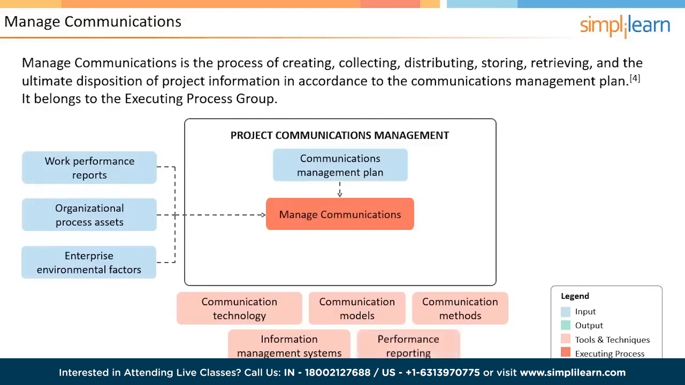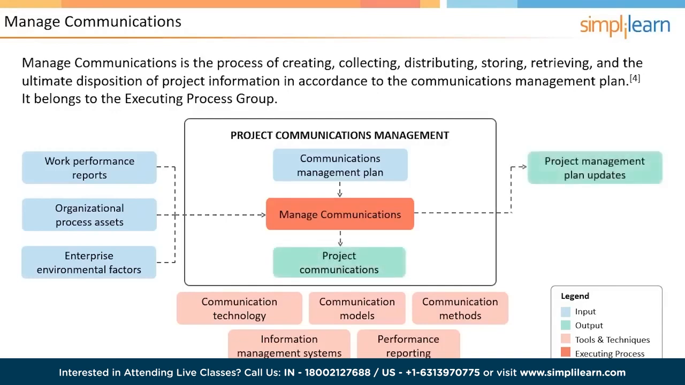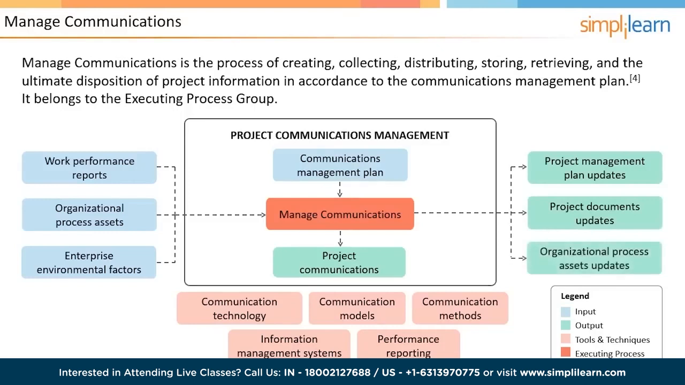In performance reporting, all the information is synthesized in the form of performance reports that are later distributed to the appropriate stakeholders and forms an important part of the communications strategy on a project. The first and primary output of this process is the communications messages that are generated during the project. The other outputs include project management plan updates, project document updates, and organizational process assets updates. In the next screen, let us discuss controlled communications process.